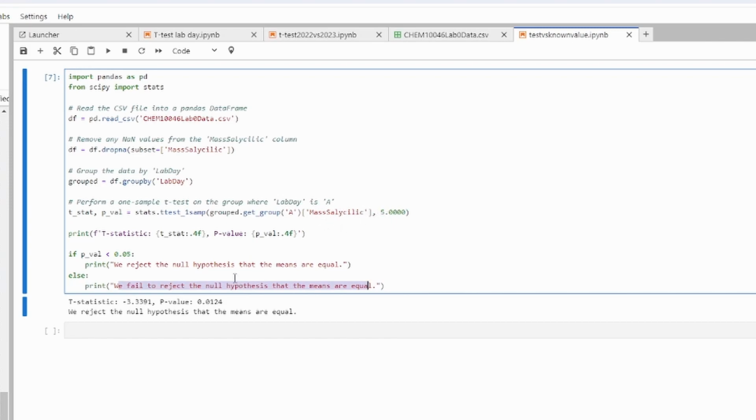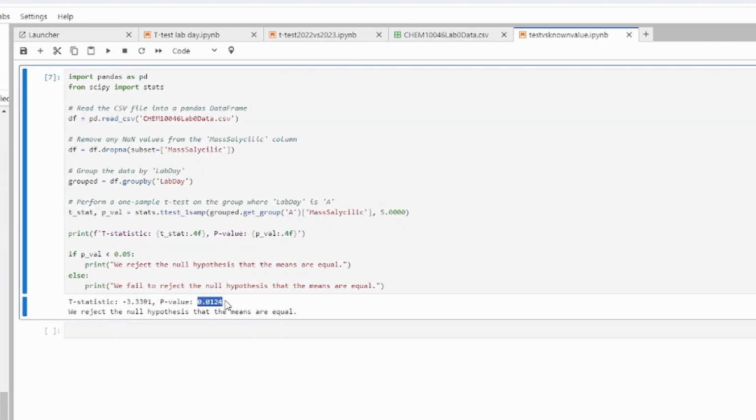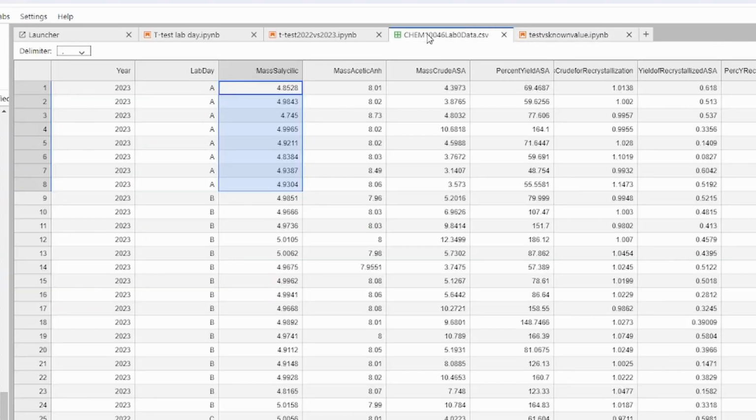But the fact is, when we run this, we're actually getting a p-value that is 0.0124. So it's close. It's getting close to the 0.05, but it's not there. So statistically, we cannot say that the mean here is the same as 5.0000. And so it would beg the question, why? Why is this different? It seems that these students, when they're weighing their stuff out, everyone just weighed slightly less than what was needed.